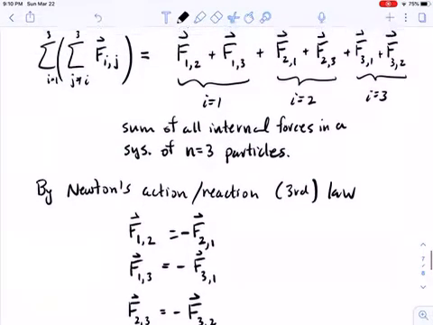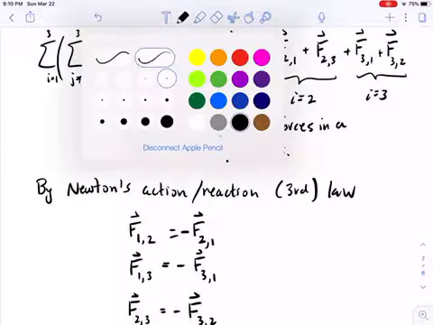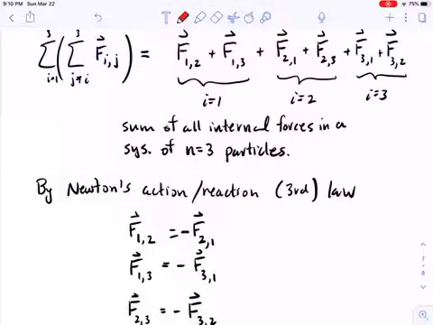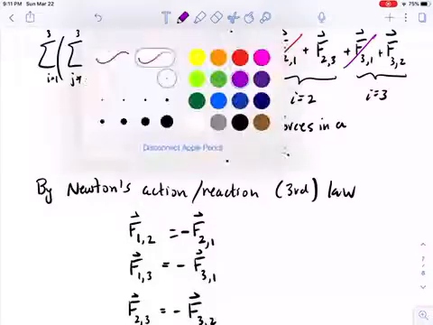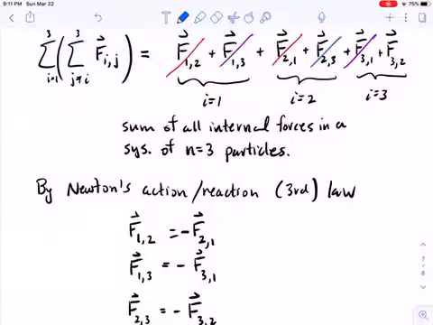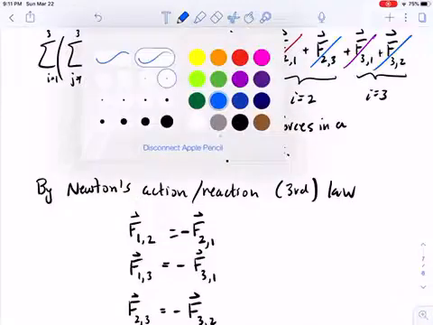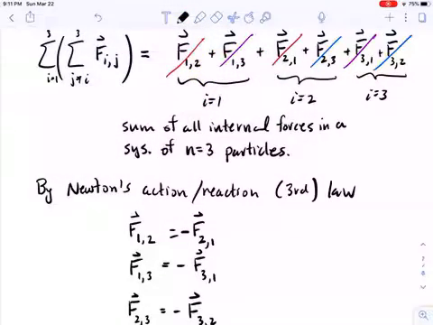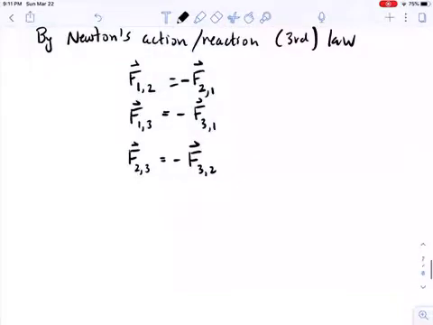So then we go back to the sum of internal forces, we end up with an F12 plus an F21, but F21 is minus F12. And we have an F13 plus an F31, but F31 is minus F13. And then, of course, we could cancel the F23 with the F32. And lo and behold, this complicated sum just exactly vanishes.